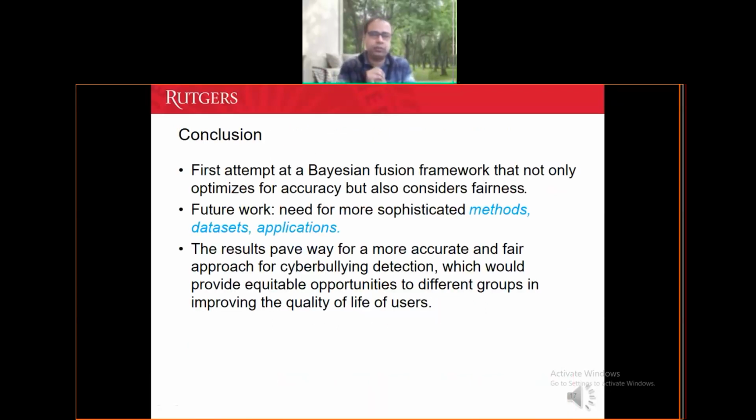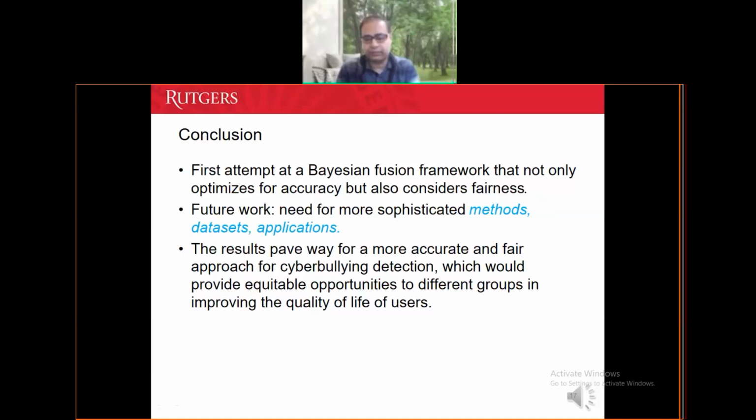So to conclude, this, as far as we know, is the first attempt at a Bayesian fusion framework that not only optimizes for accuracy, but also considers fairness. If there's only one thing you take out of this talk, it is that it is important, and it's possible, to consider fairness when you are fusing multiple modalities together for a task.